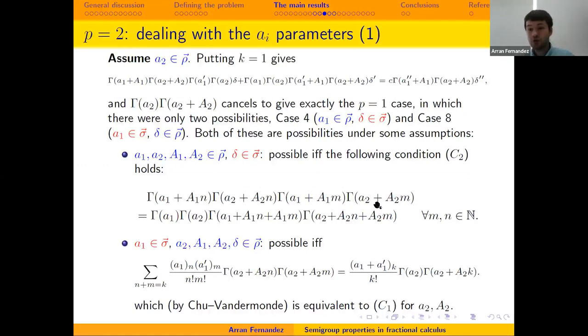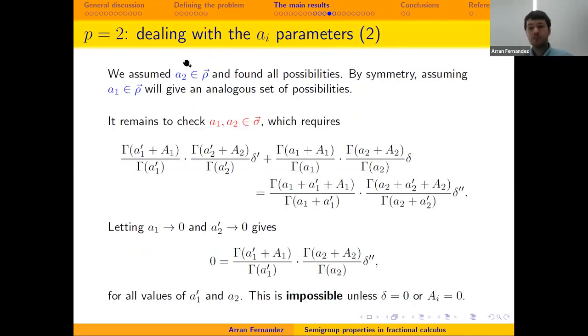We need C2 assumption. Case 8, little a1 is red, everything else is blue. And here we need the following relation. The little a1s we can cancel by Vandermonde. And then we get the C1 condition for little a2 and big A2. So these are the possibilities when we assume little a2 is blue. By symmetry, assume little a1 is blue, we get a similar set of options.